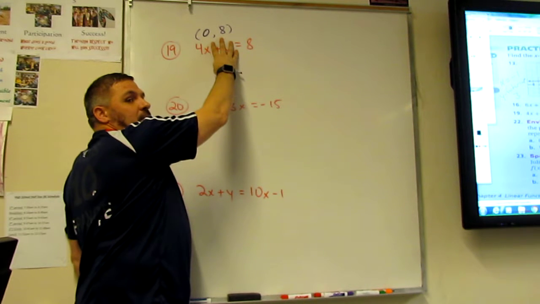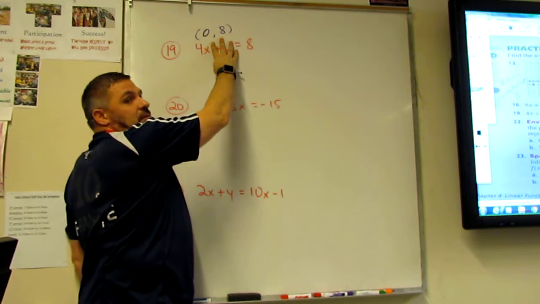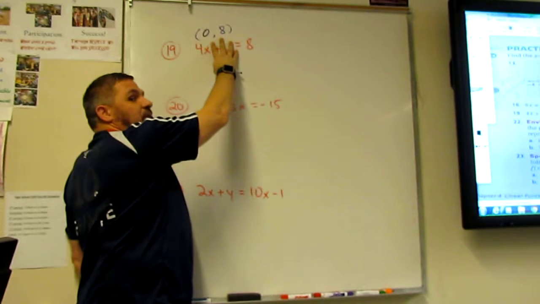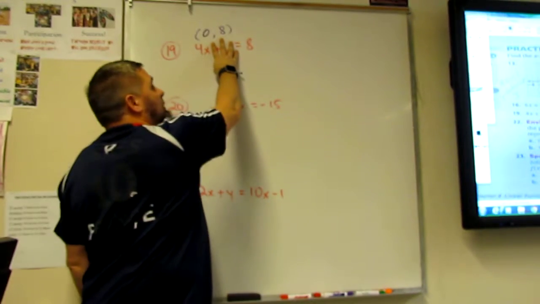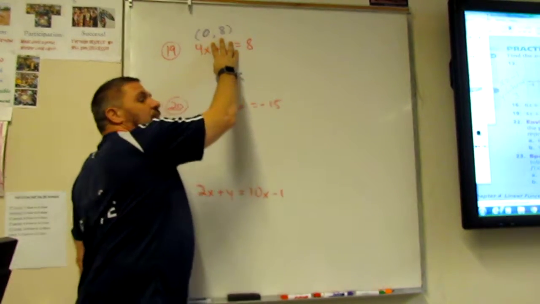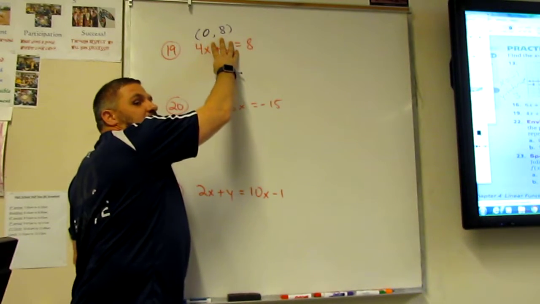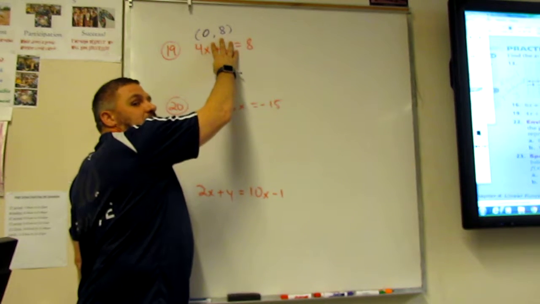2? She said 2, I said 4. You said 4? I said 2. Okay. So which one is it, 2 or 4? 2. Why is it 2, or why would it be 4? It's 2 because 4 times 2 equals 8. Perfect. Yes. It's 2 because 2 times 4 equals 8.